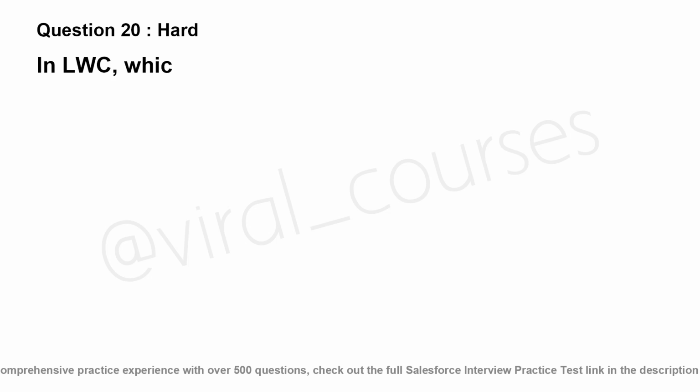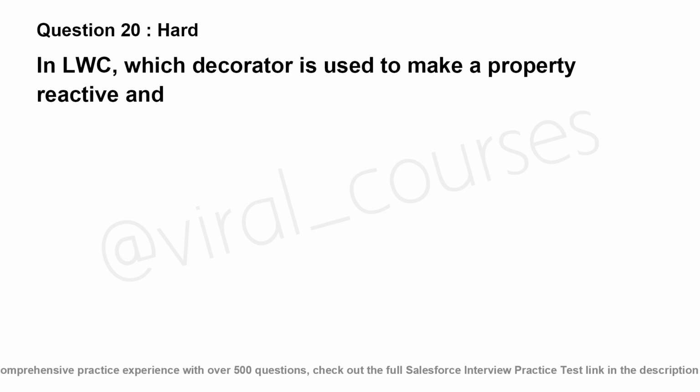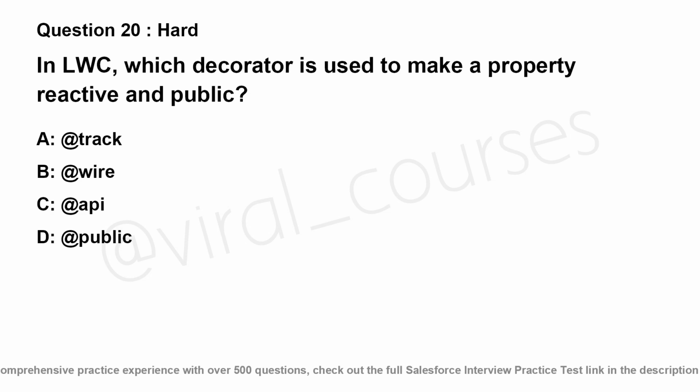In LWC, which decorator is used to make a property reactive and public? Option A. @track. Option B. @wire. Option C. @api. Option D. @public.